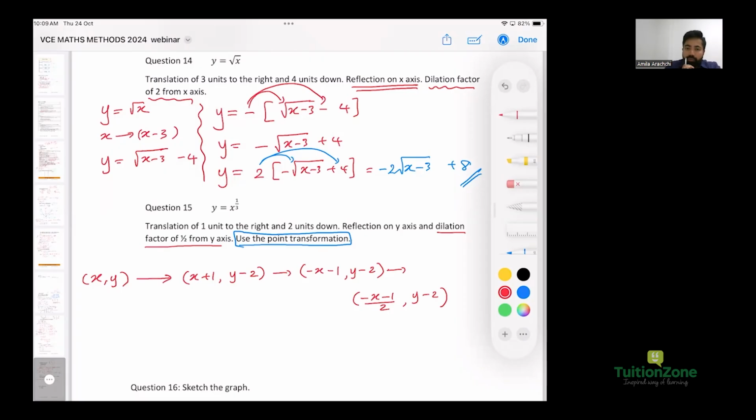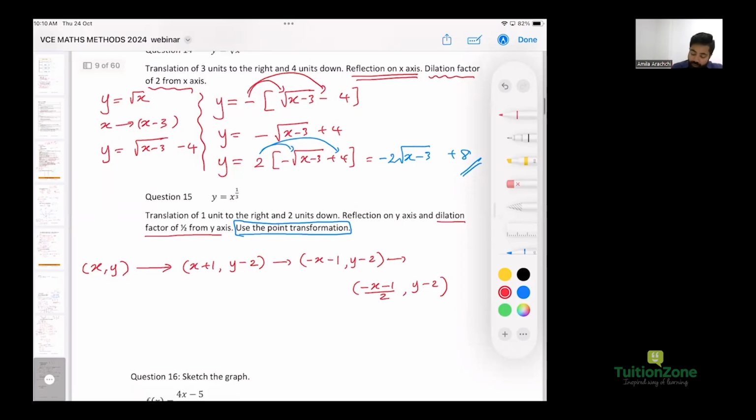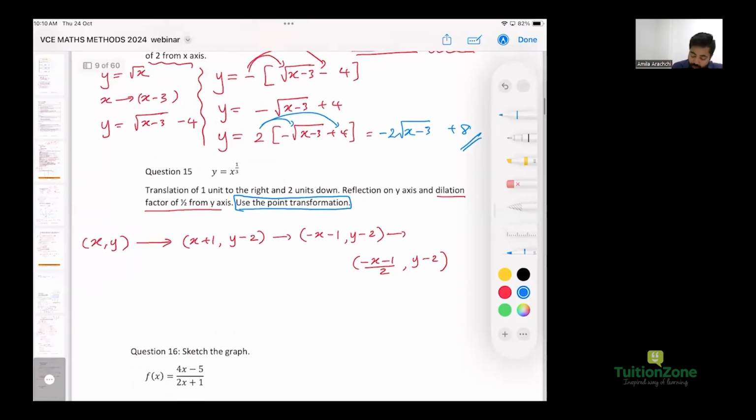Is that clear, all of you? So usually half becomes 1 over 2 becomes 2 over 1 if you do the equation or the function transformation. But if you do the point transformation, we never change that to the reciprocal. So keep it as the 1 over 2. And now, this is what we call the original.